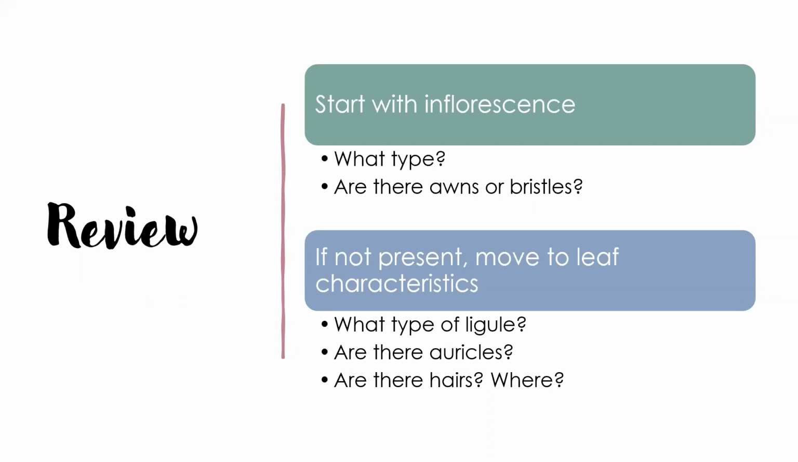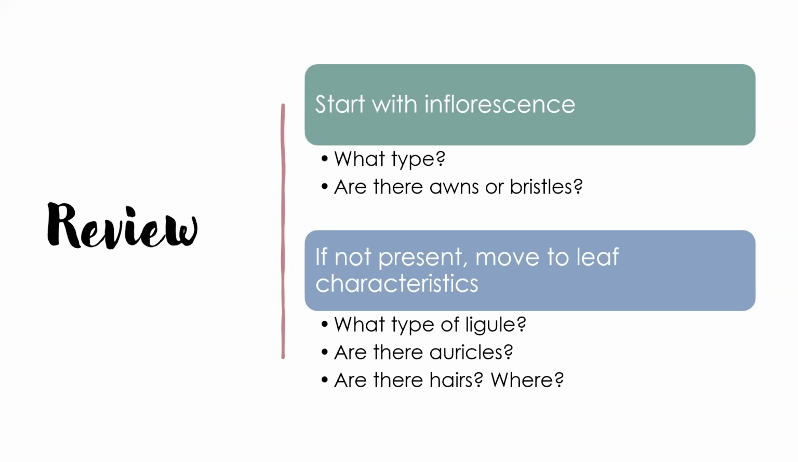Is it branched? Then it's a panicle. If it's not, are the spikelets directly attached to the stem? Then it's a spike. And if not, it's a raceme. Are there awns or bristles? What size are they? How many are attached to the spikelets? Those are really good questions to ask.